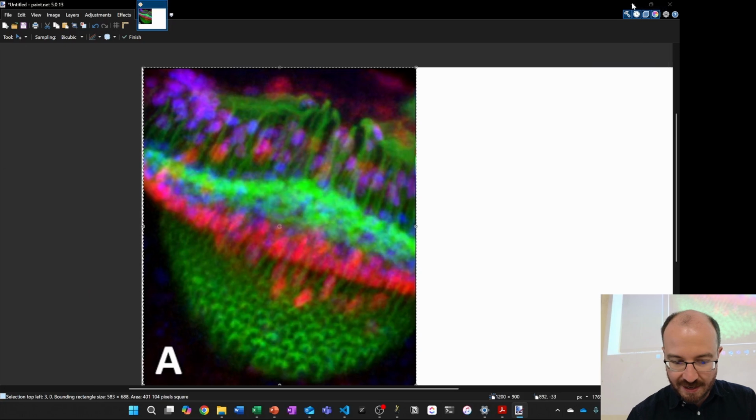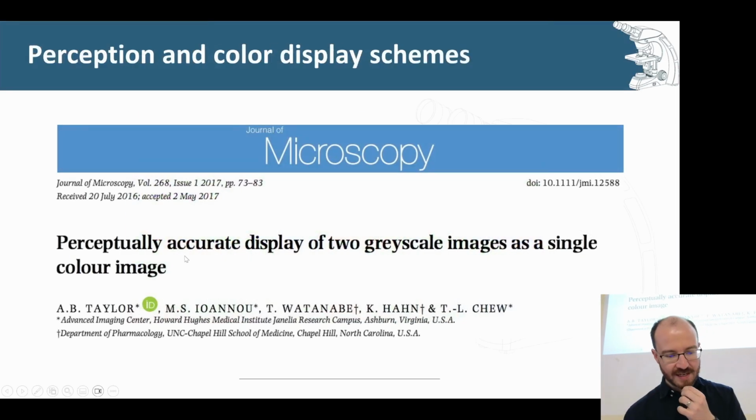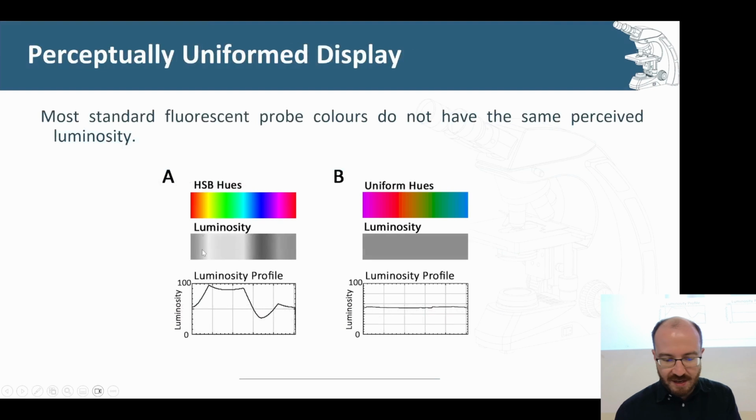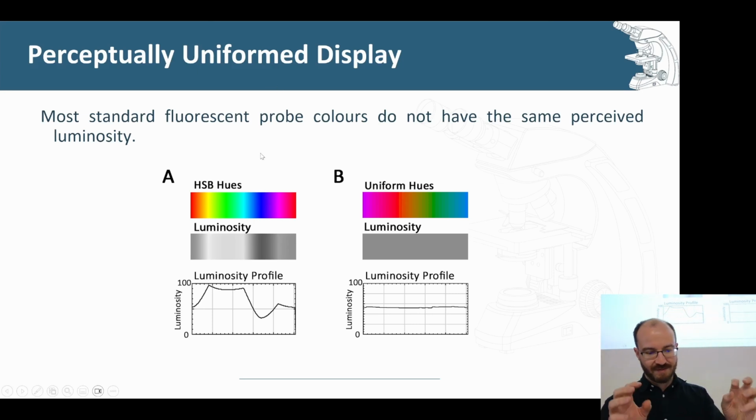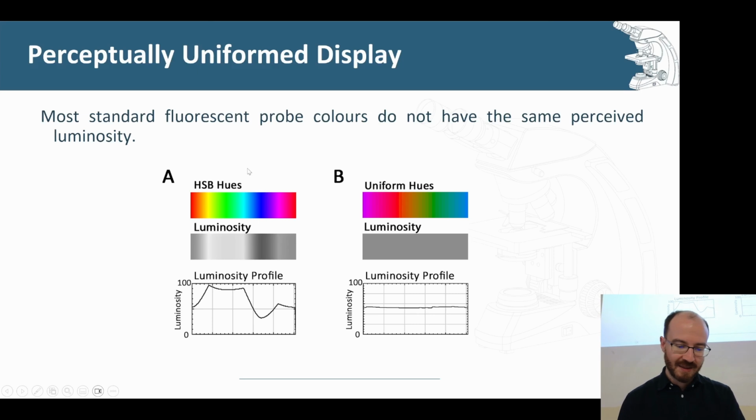This problem was highlighted in a paper from 2016, where they made the point that the probes that we usually use for microscopes give out quite saturated colors. So it's quite red or green or blue. It's very highly saturated colors. But our visual perception of these highly saturated colors is not uniform. This is the luminosity, or an estimation of how bright we perceive them.